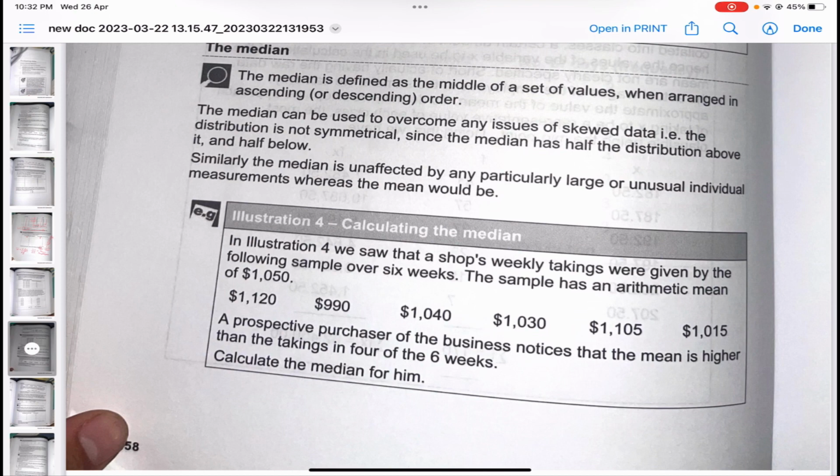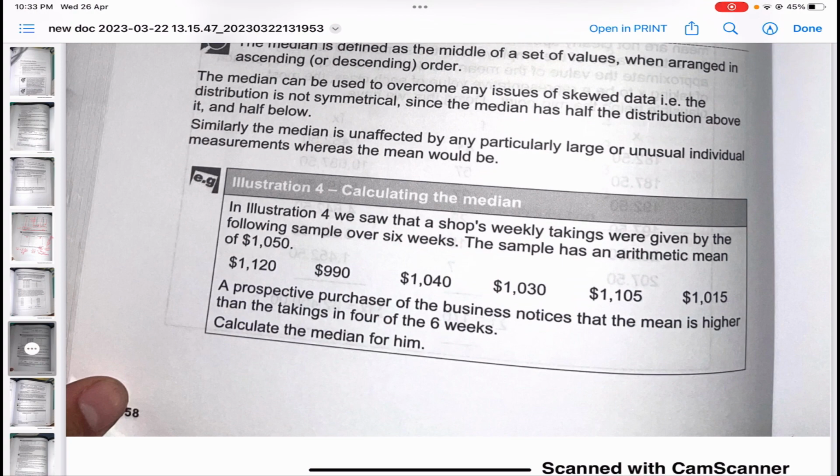The median can be used to overcome any issues of skewed data. When you're talking about skewed data, you are talking about a distribution that is not symmetrical in nature, since the median has half the distribution above it and half the distribution below it. Median is also unaffected by any large or unusual individual measurements. But mean is going to be affected by it.